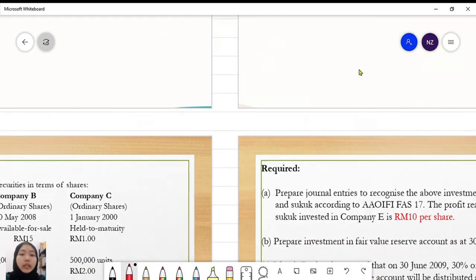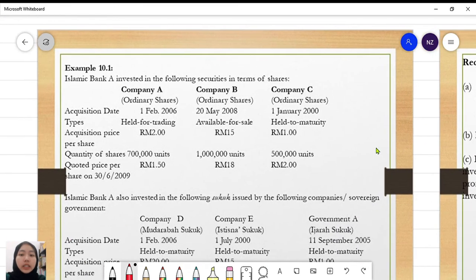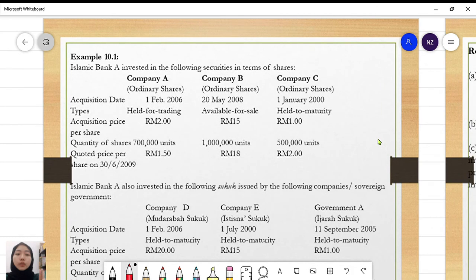And then we go into the example. There are two examples. One is company A involved in shares and another one involved in sukuk. So this is the important information that you need to know and probably will be given to you in the final. This information will be used when you are trying to prepare your journals.